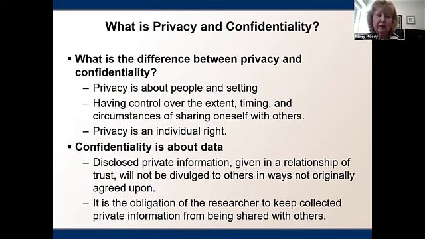So this is a quick reminder that privacy and confidentiality are not the same. Privacy is about people, confidentiality is about data. So what are you going to do to protect the data? Where are you going to store it? How are you going to divulge it to others? And privacy is having control over the extent and circumstances of someone's information, and making sure that they understand what, if you're using videos, if you're using voice in a focus group, that you clearly disclose.